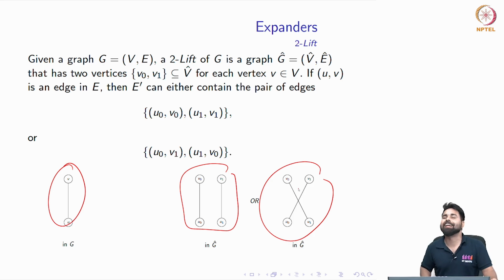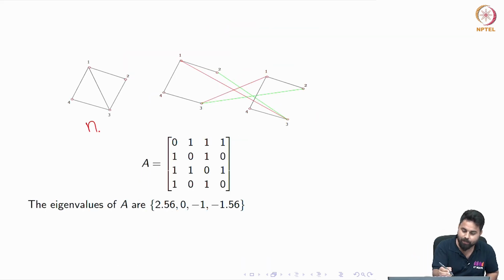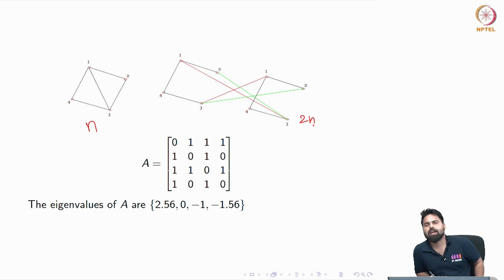Now what is interesting about this? The interesting thing about two lifts is actually its eigenvalues. By the way, how many vertices will there be? There will be 2n vertices. Suppose there are n vertices, say 4, so there will be 8 vertices. 2n vertices. What about the eigenvalues?